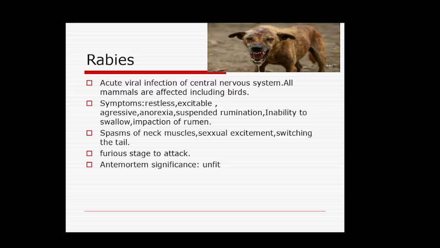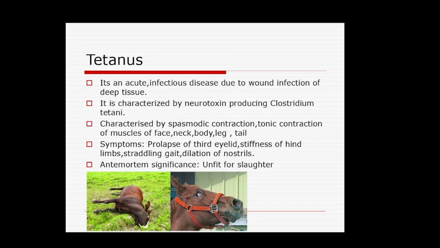Then we have rabies, an acute viral infection of the central nervous system. All mammals are affected, including birds. Symptoms are restlessness, excitability, aggression, anorexia, suspended rumination, inability to swallow, impaction of rumen, spasms of neck muscles, sexual excitement, switching the tail, and a furious stage of attack. Rabies is unfit. A rabies carcass is unfit for slaughter, and an animal with rabies is not taken out for slaughter.